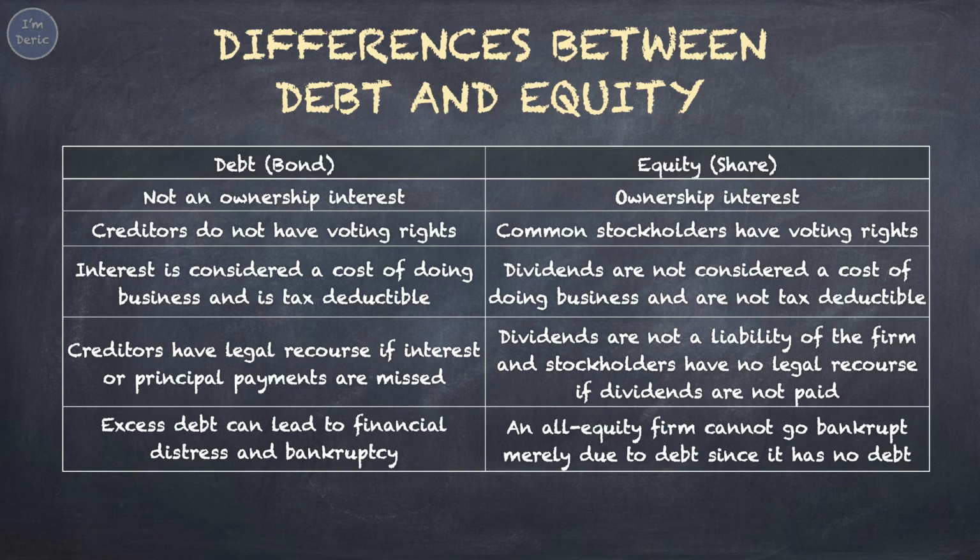The last one: excess debt can lead to financial distress and bankruptcy. If the company is not able to pay back the interest and principal, the company can go bankrupt. However, an all-equity firm, which means the company does not have debt as it is using 100% equity, will have no way to go bankrupt. Only debt will lead to bankruptcy.